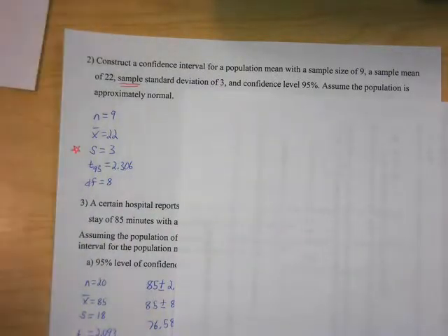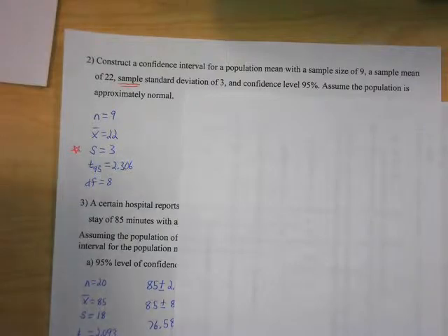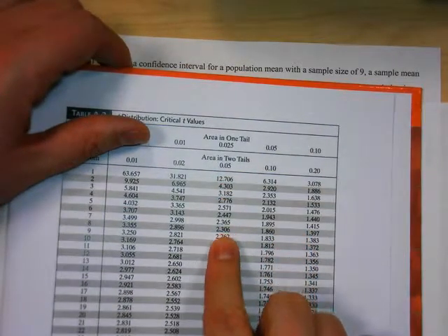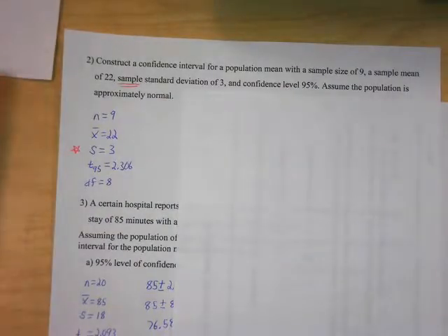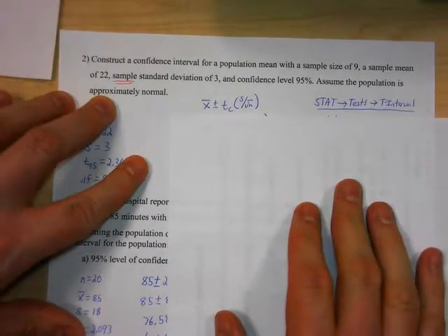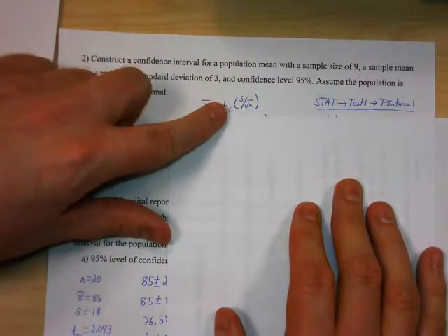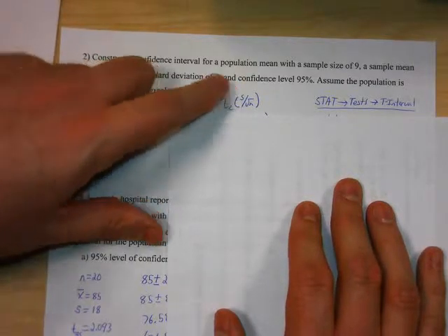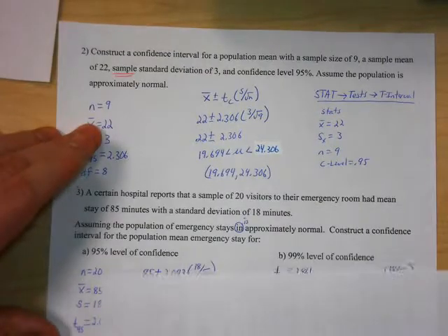I'll just show you real quick in our table. 8 degrees of freedom, and we have 5% in 2 tails. 8 degrees of freedom, 2.306. So that's where that's coming from. Then it's plug and chug into our formula, except now instead of z_c, we're using t_c, and instead of sigma, we have s. But it's the same concept. Plug the numbers in, and that's what we end up with there.